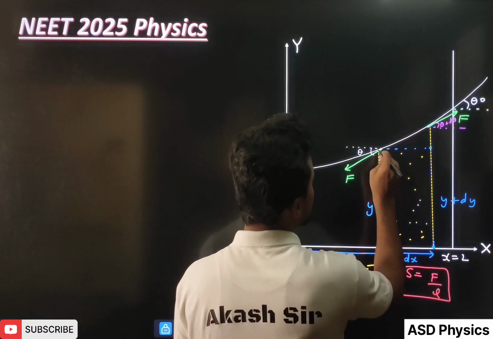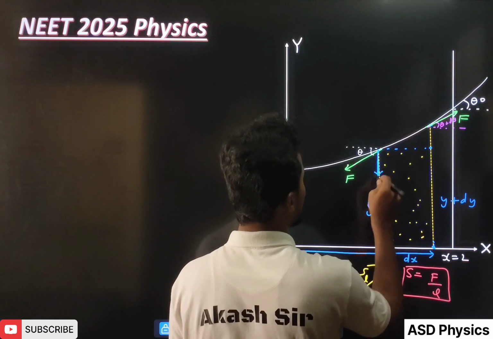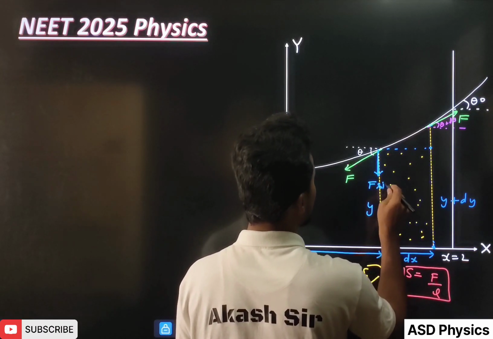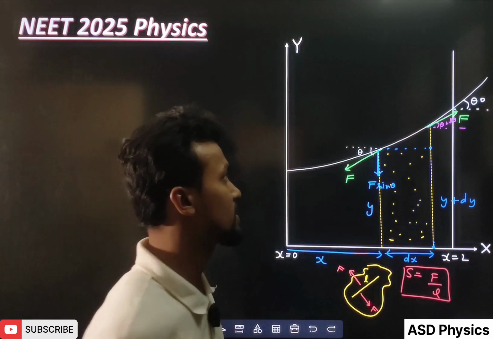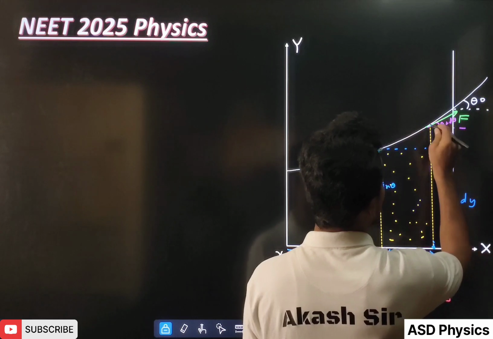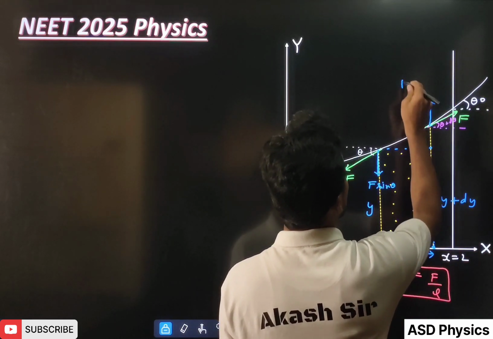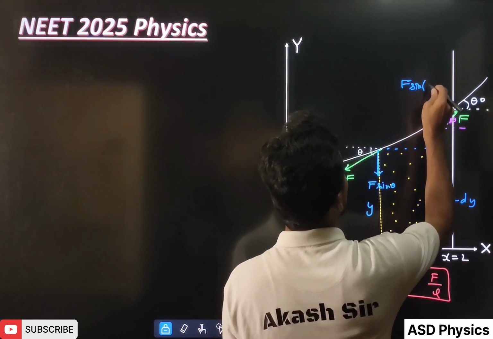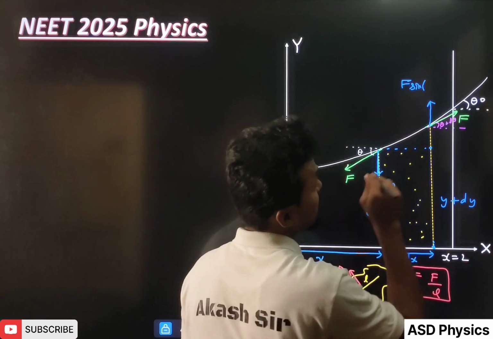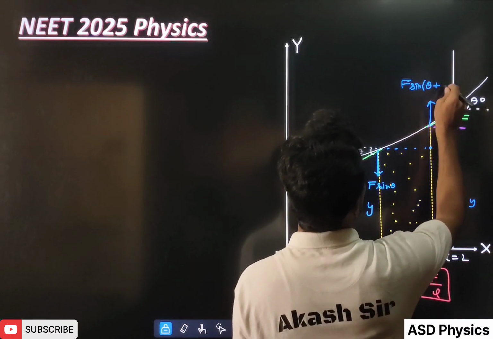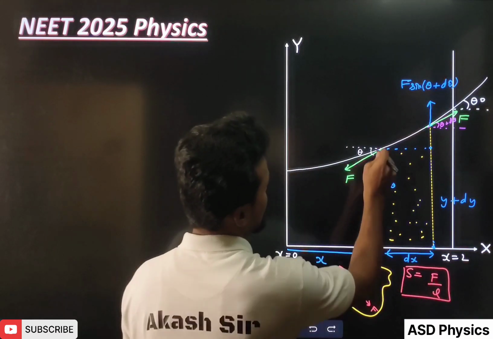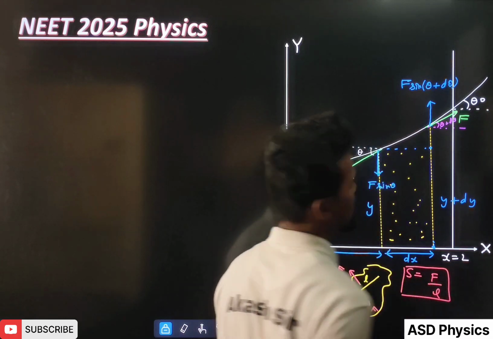Now let's see. On this side, one force, by rectangular components, will be F sine theta, and here on this side F cos theta. The upward force here will be F sine theta plus d theta. On this side F cos theta, and on this side F cos theta plus d theta.